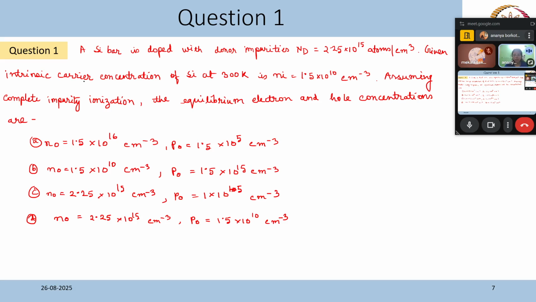So a silicon bar is doped with donor impurities Nd as 2.25 into 10 to the power 15 atoms per centimeter cube, and the intrinsic carrier concentration is given as 1.5 into 10 to the power 10. Assuming complete impurity ionization, what is the equilibrium electron and hole concentration?